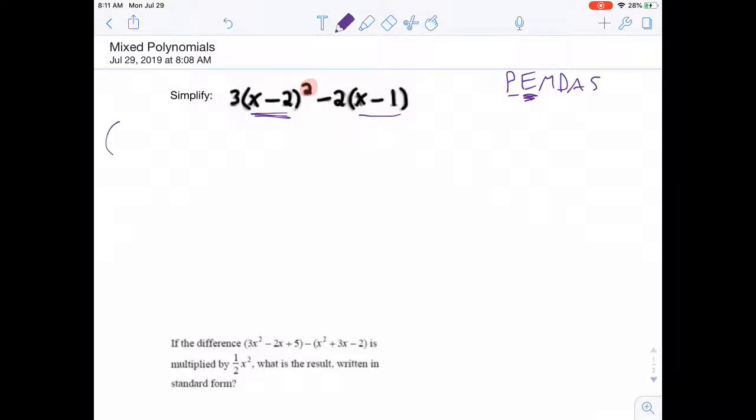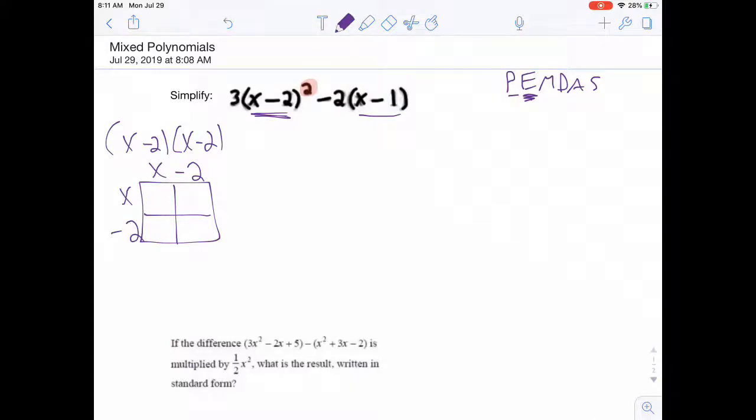If I were to rewrite it, you would see (x - 2) times (x - 2). In the previous video, we used the box method to simplify this. x - 2 on the top, x - 2 on the side. Remember, I'm multiplying where the boxes meet. So x times x is x². x times negative 2 is negative 2x. x times negative 2 is negative 2x again, and negative 2 times negative 2 is positive 4. Off to the side, x² - 2x - 2x + 4, and combine like terms, I get x² - 4x + 4.